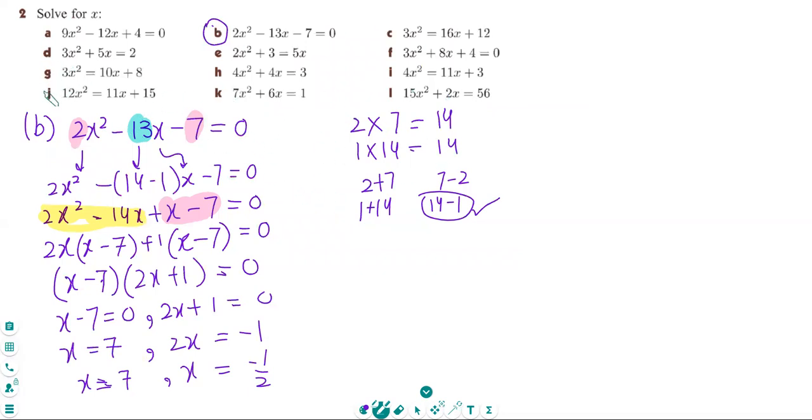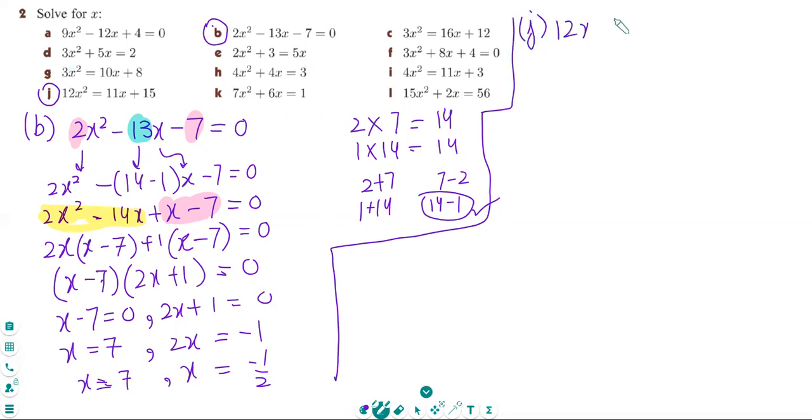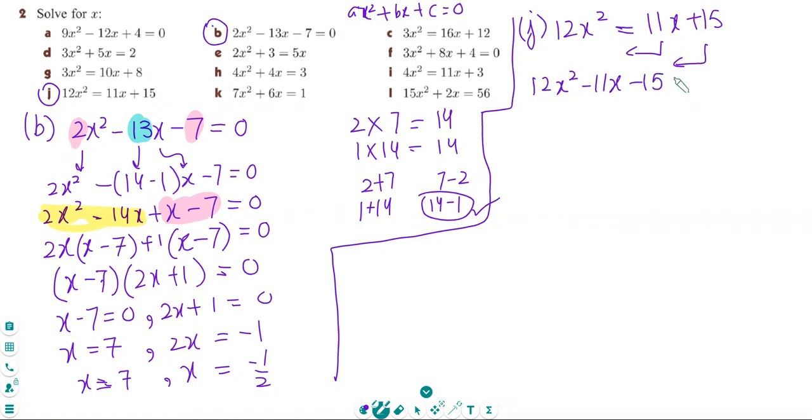They're very similar, so I'm taking the J part as well. Okay. In the J part, we have 12x square equal to 11x plus 15. I'm going to make the general form of the quadratic equation, which is ax square plus bx plus c equal to 0. So it means these two terms should be shifted to the other side, right? So we get 12x square minus 11x minus 15 is equal to 0.